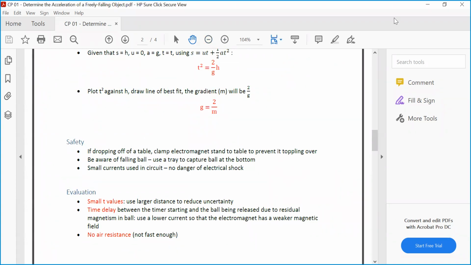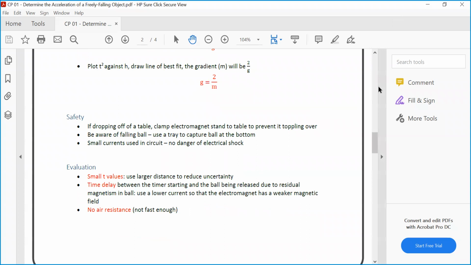Safety. If dropping off a table, clamp the electromagnet stand to the table to prevent it toppling off. Be aware of the falling ball. Use a tray to capture the ball at the bottom. Small currents, this is the circuit. No danger of electric shock. Yeah, we use very small current. So electrically there is no safety issue.